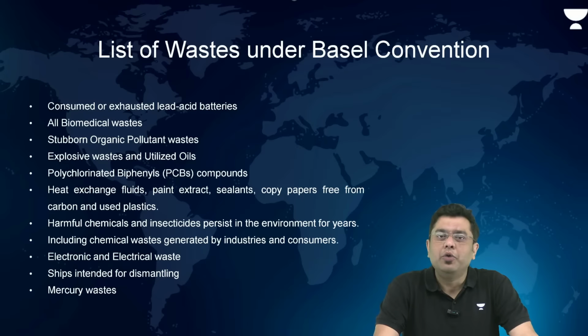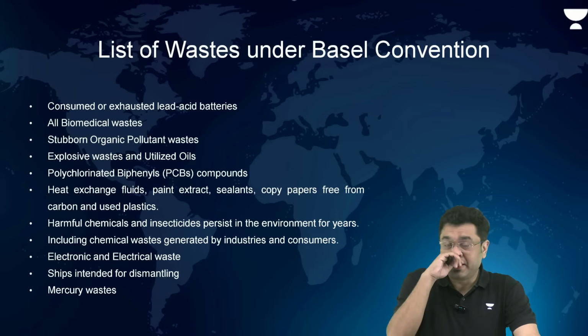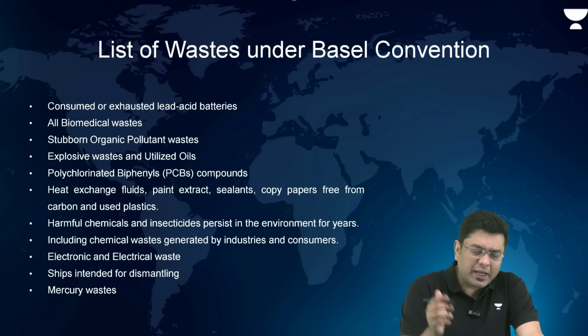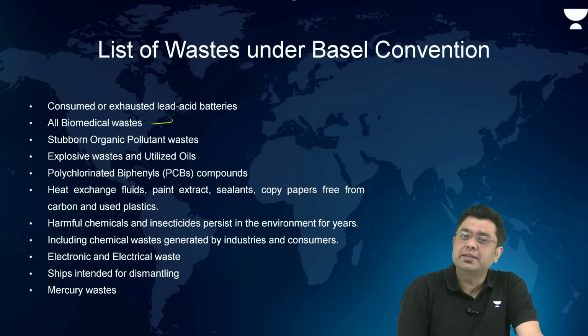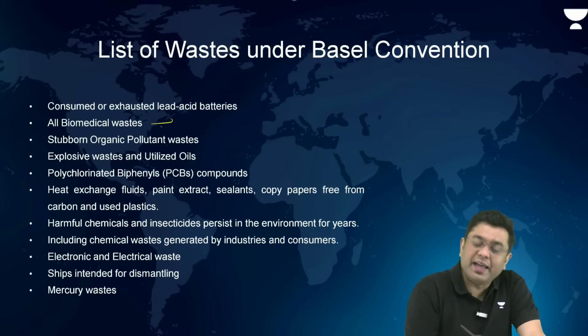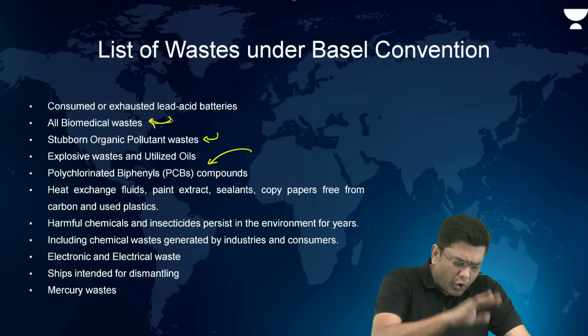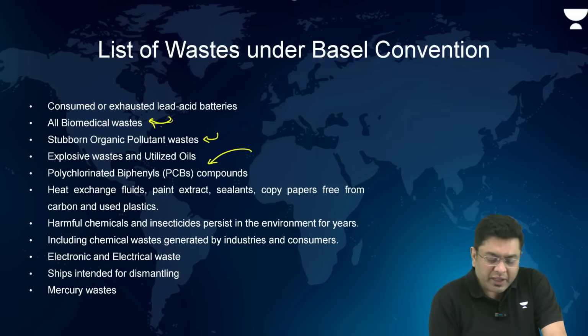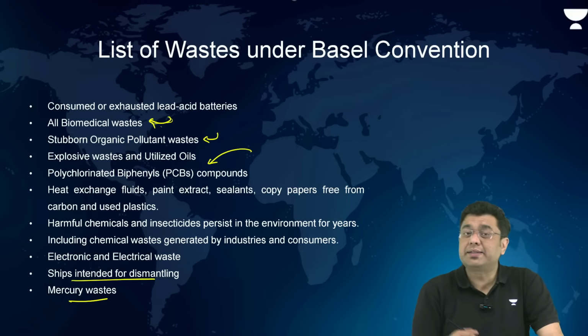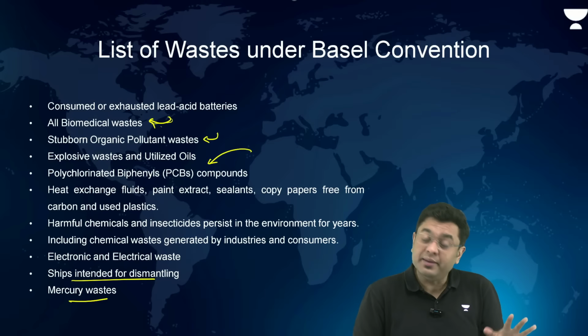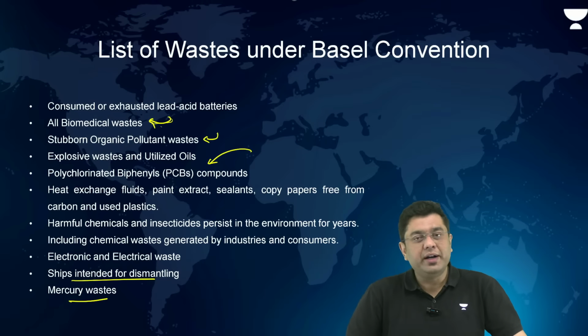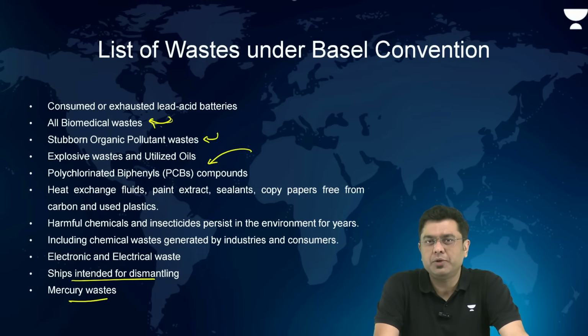Okay. Now, these are some of the wastes under the Basel Convention. If you take a look at it: biomedical waste, consumed and exhausted lead acid batteries, organic pollutant waste, PCB compounds, heat exchange fluids, all of these, right? Even mercury waste and ship waste are included in this. So that is included under the Basel Convention.